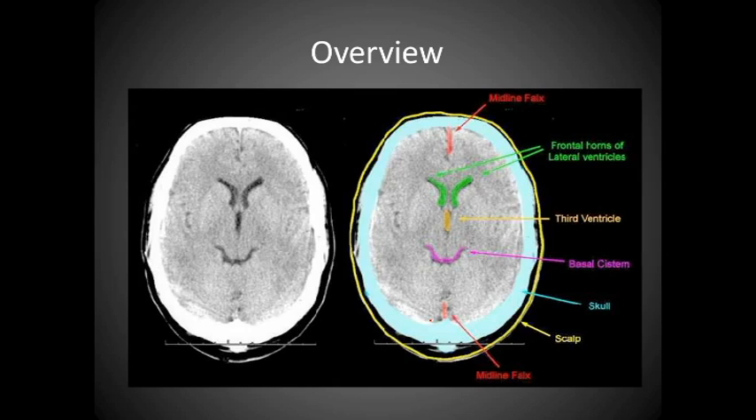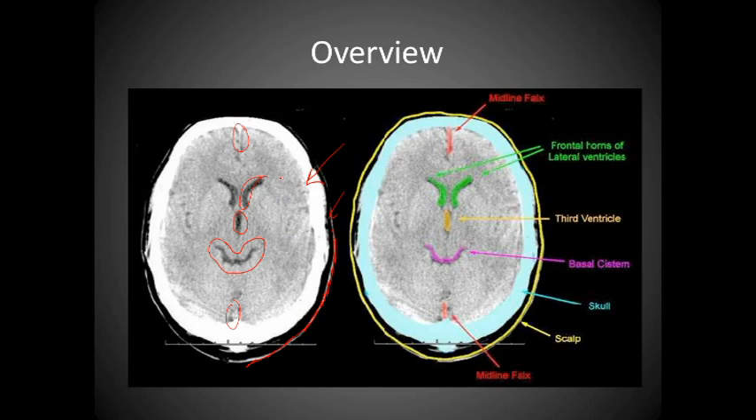Additionally, the structures that we have, just so that you can visualize what we're looking at, this is going to be the frontal horns of the lateral ventricle. This is going to be the third ventricle. This is the basal cistern. This is the falx cerebri here. Also, you're going to have scalp here, and then we have the actual cranium there.